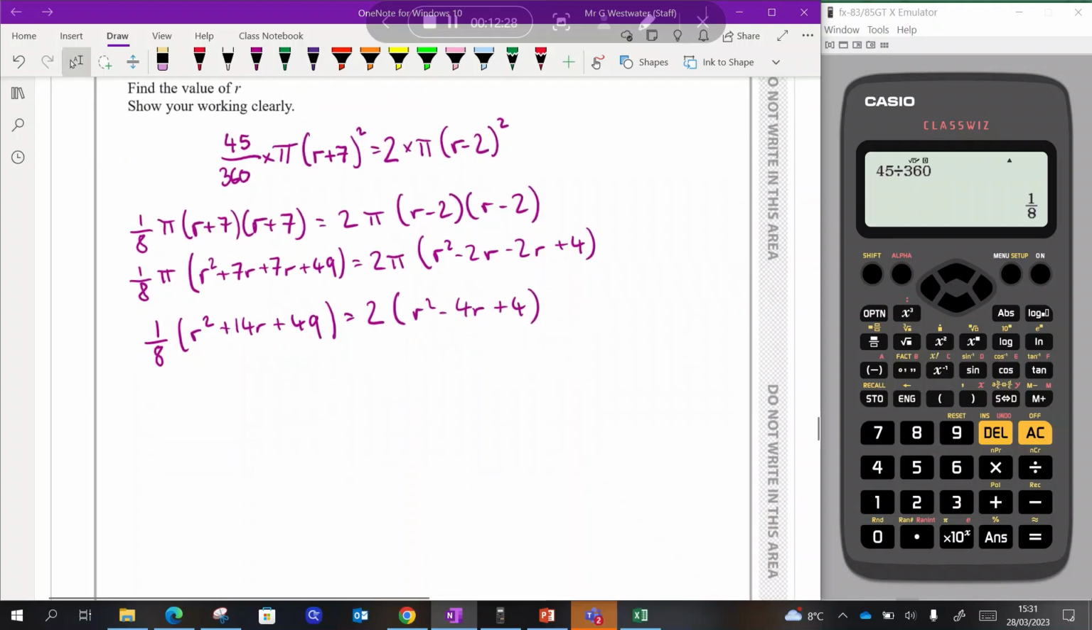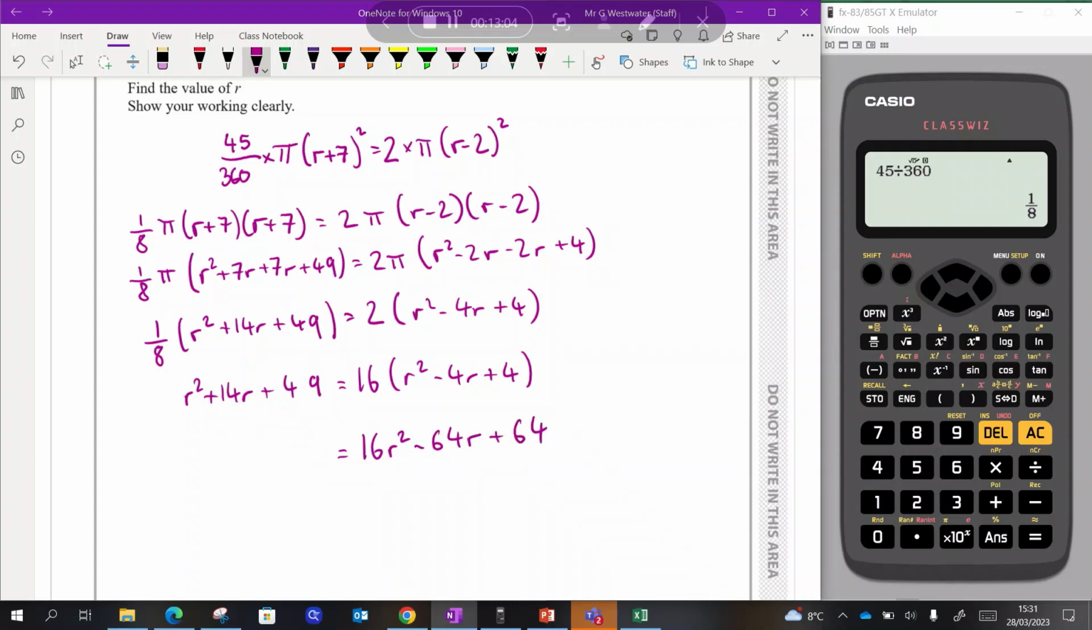Okay. Now I'm going to, before I multiply out these brackets, I'm actually going to multiply through both sides by 8 because I don't like fractions here. So timesing through by 8 just leaves r squared plus 14r plus 49 on the left hand side, and 16 times r squared minus 4r plus 4 on the right hand side. So now I'm going to expand the right hand side. So we have 16r squared minus 64r plus 64.